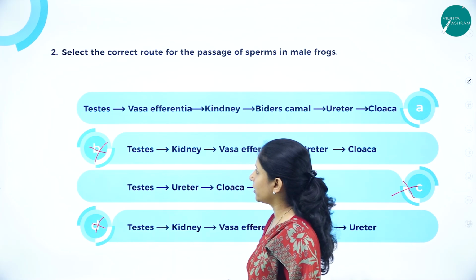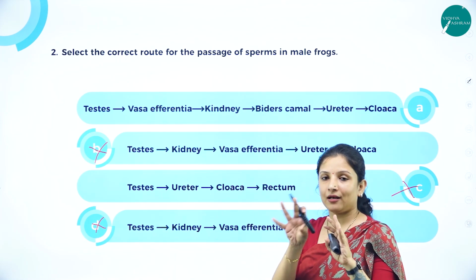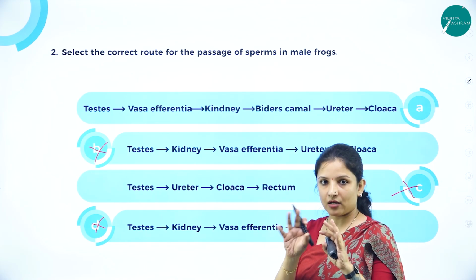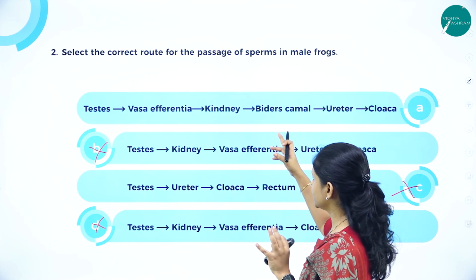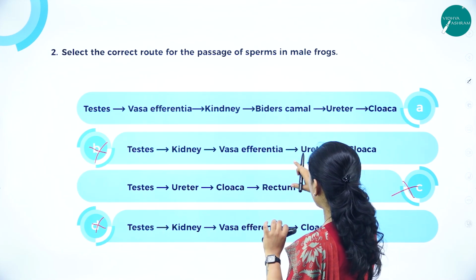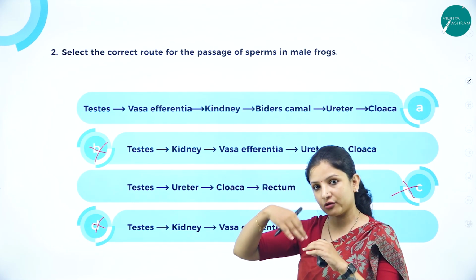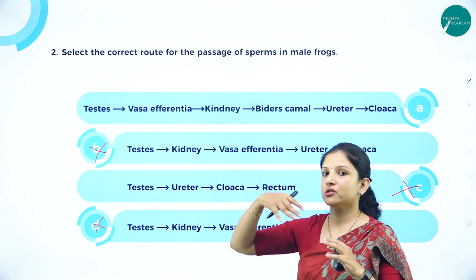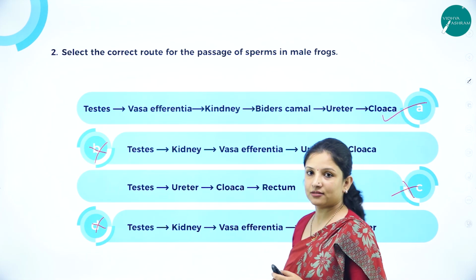Option A is the right one here because the testis connects to the kidney through vasa efferentia, 10 to 12 in number. From there, the sperm moves into the kidney, and in the kidney, the Bidder's canal will be there. From the Bidder's canal, the sperm moves to the ureter, and from the ureter, it moves to the cloaca, and through the cloacal aperture, the sperms are ejected out. So, therefore, option A is the right answer for this.